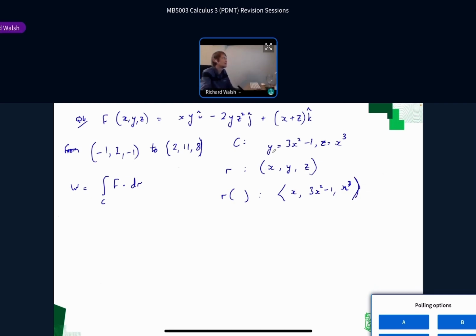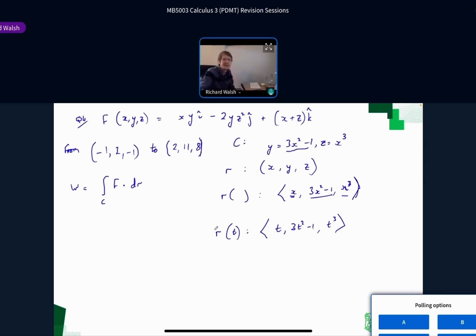I'm just assigning X to be X. Y will be determined by 3 times whatever the X value is, squared, minus 1. So if X is just X, Y will be that value, and Z will be X cubed. But in terms of T then, I'm just going to say that it's T, 3t squared minus 1, and T cubed. But we do need to find the T values that start and end it. So that's our R of T.